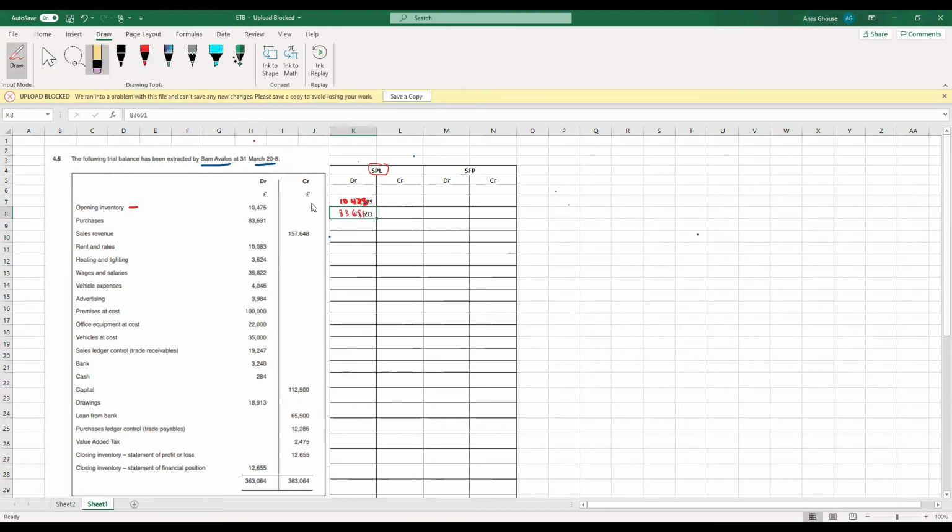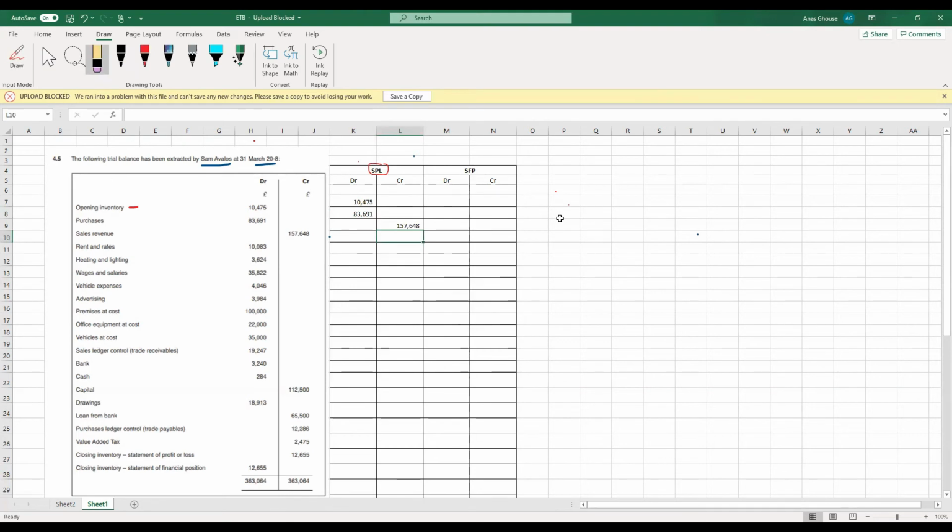I'll remove this. Okay. Now let's move on to the other one. Sales revenue is a credit balance. So sales will be reflected in the statement of profit or loss to calculate the profit. Therefore, it will be reflected in the statement of profit or loss.